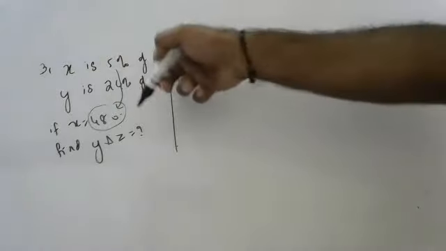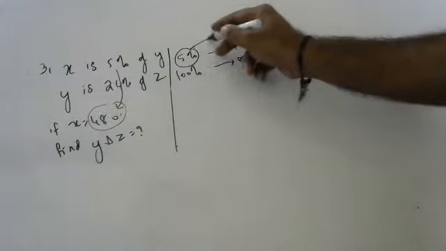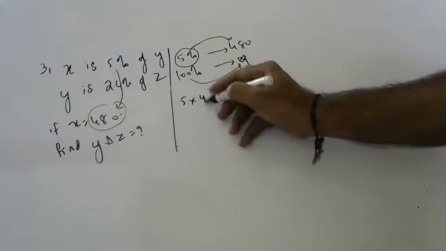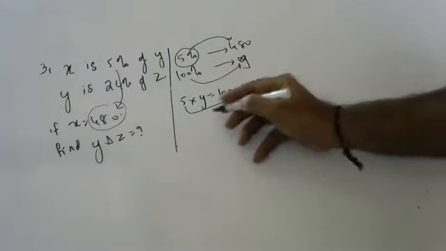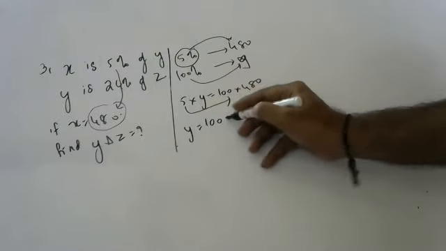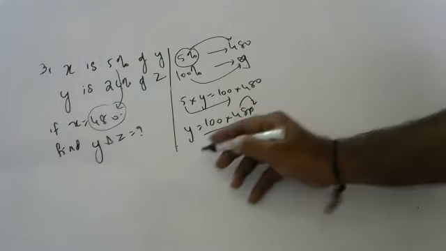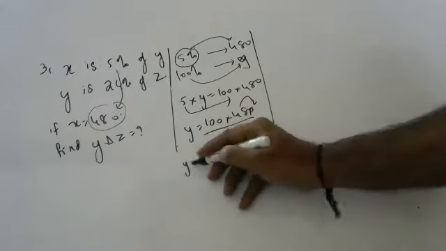Because X is 5% of Y. Right, understand? Just 5% is 480. 100% is how much? Cross multiplication. 5 into Y is equal to 100 into 480. This 5 will come down. Y is equal to 100 into 480 by 5. Try to understand, children. 9600. Y is 9600, children. This is the Y value.